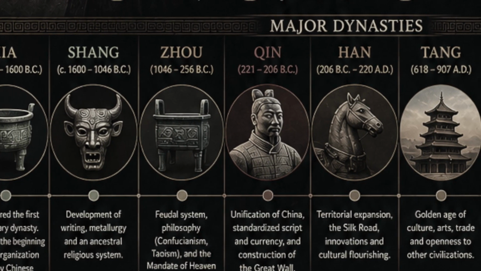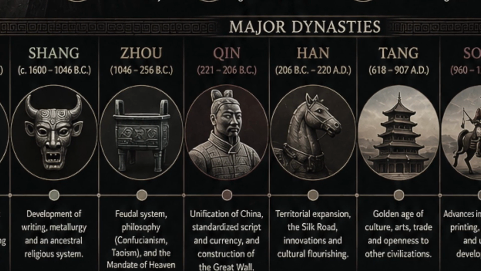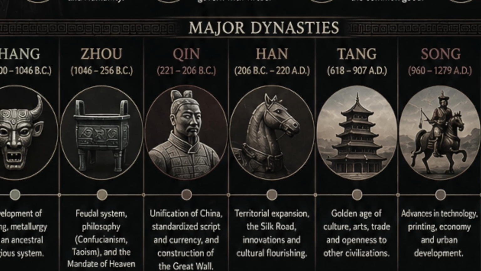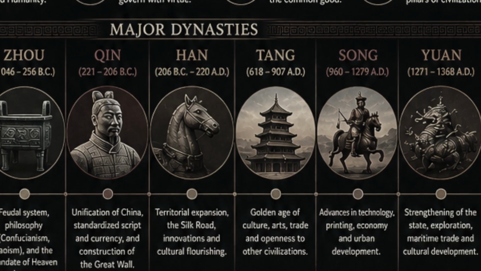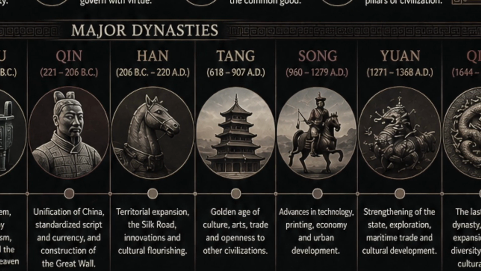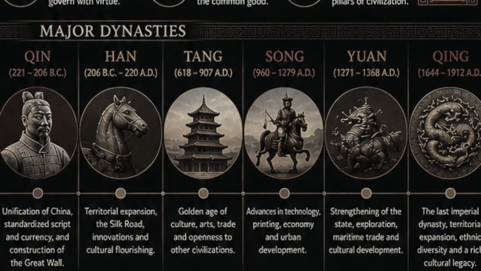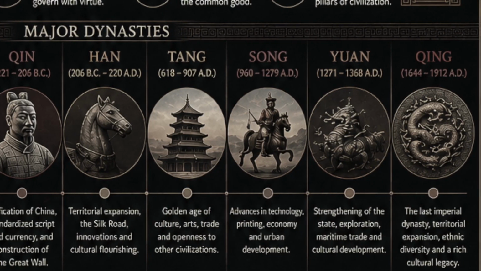Example cycle: Qin dynasty to Han dynasty, to Sui, to Tang, to Song, to Yuan, to Ming, to Qing. Each follows roughly the rise-peak-decline pattern, though the lengths and details vary.